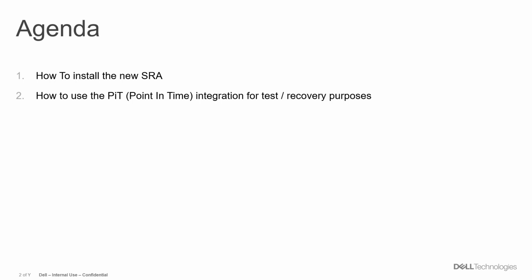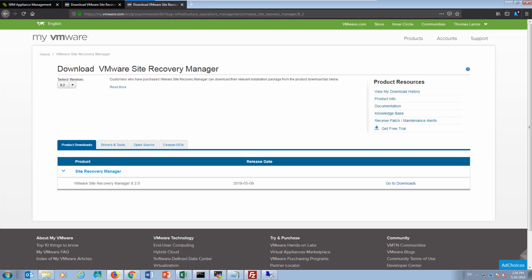And then I'm going to have a deep dive into how to use the unique point-in-time integration for test and recovery purposes. So VMware have just released a new version of their Site Recovery Manager product, also known as SRM, version 8.2 to be more specific, and this is a quite unique version that I thought would require me to record a new demo. Why is it so unique?